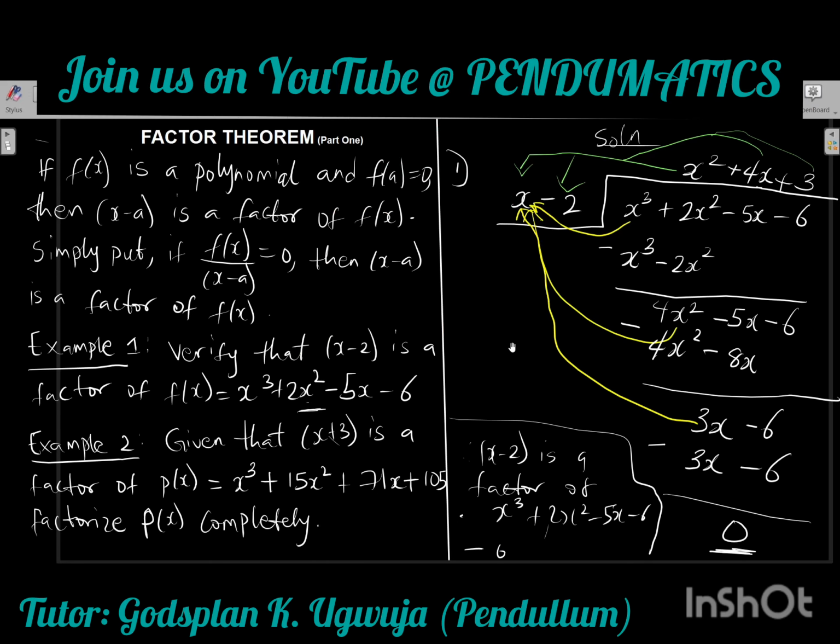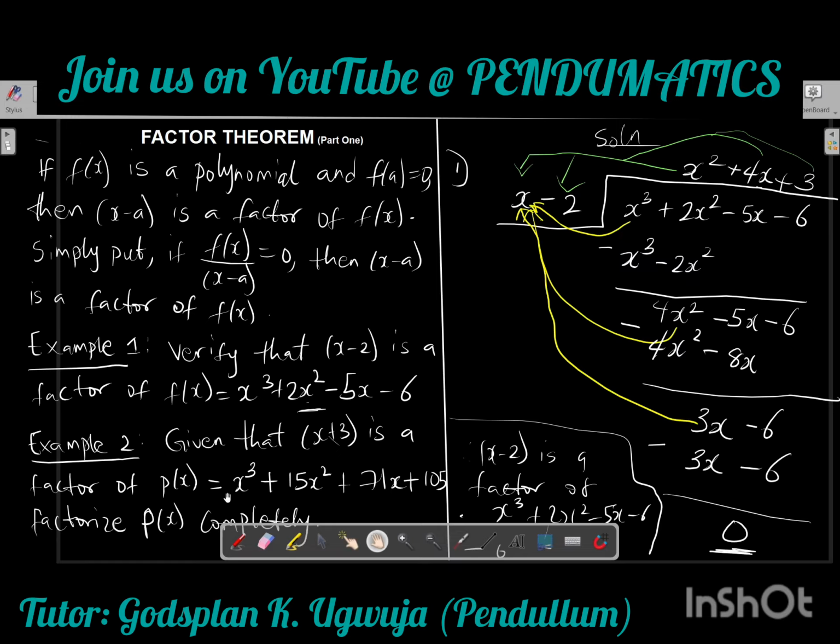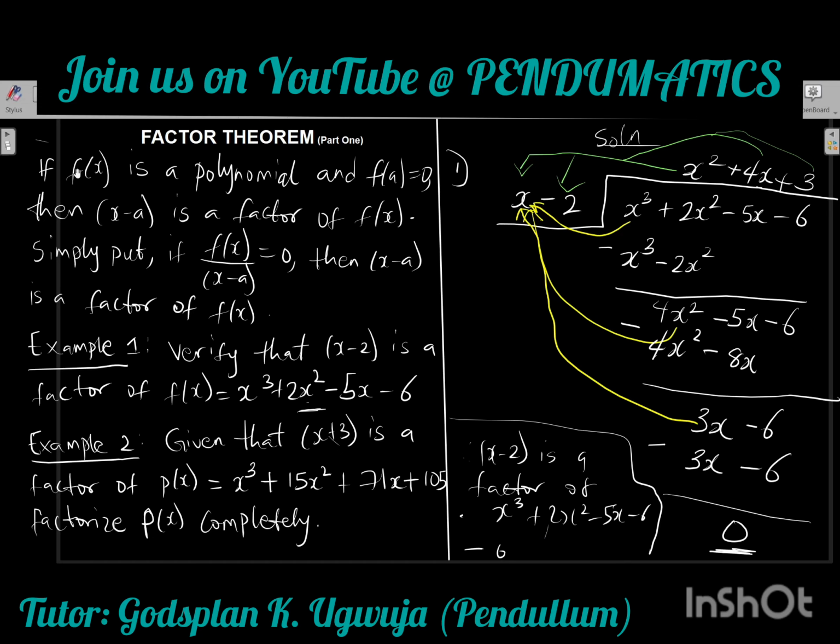In the last video, in part 1 of the factor theorem, we were able to solve example 1, where we verified that x minus 2 is a factor of this cubic function. We verified that by division. In this video, we are going to focus on example 2, which says that x plus 3 is a factor of this cubic polynomial, x cubed plus 15x squared plus 71x plus 105. The question is for us to factorize p of x completely.